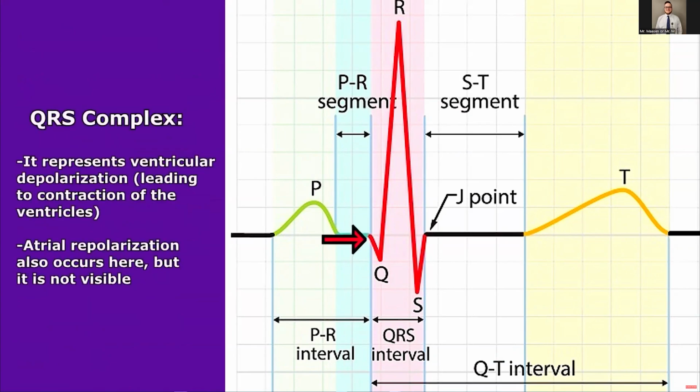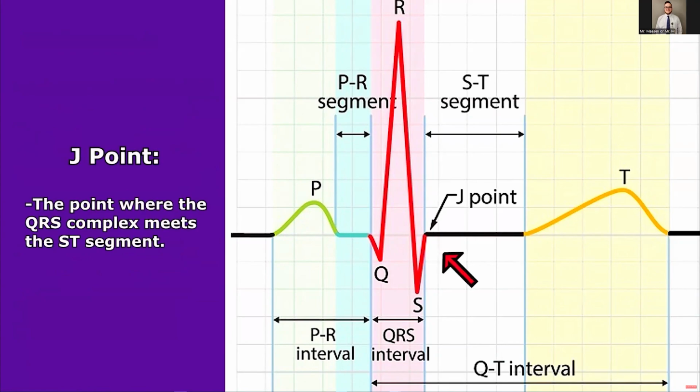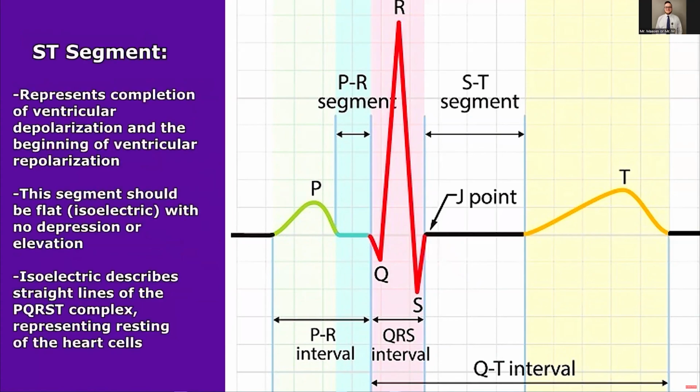Next is the QRS interval, also known as the QRS complex, and this represents ventricular depolarization. So this is leading to the contraction of the ventricles. Also found in this, but you can't see it, is atrial repolarization, where the atria are relaxing, but the ventricles are so large that whenever the atria relax, it's overshadowed by the ventricles, so you're really only seeing ventricle depolarization here. Then we have the J point, and this is the point where the QRS complex meets the ST segment, and the ST segment represents the completion of ventricular depolarization and the beginning of ventricular repolarization.